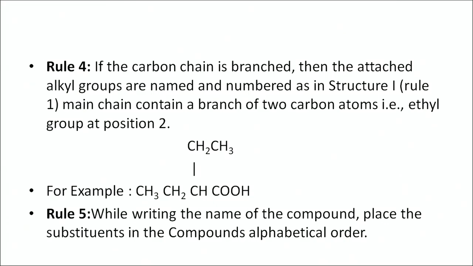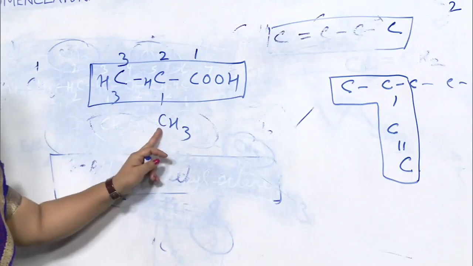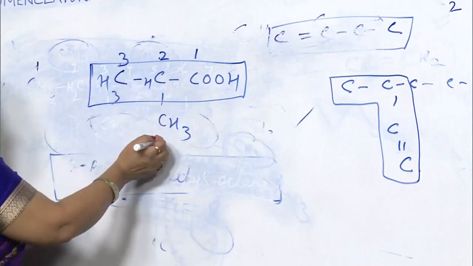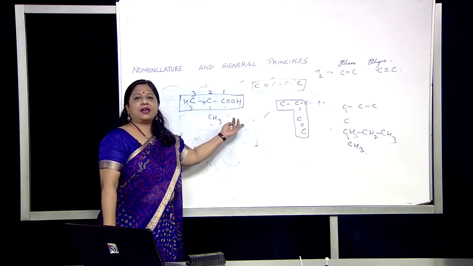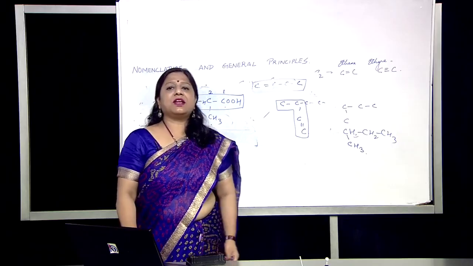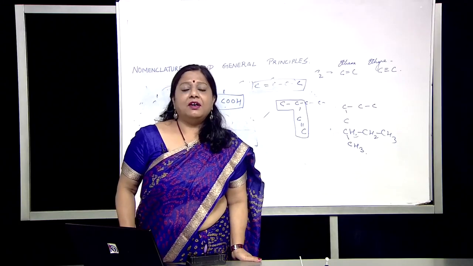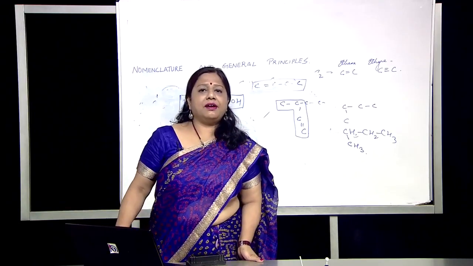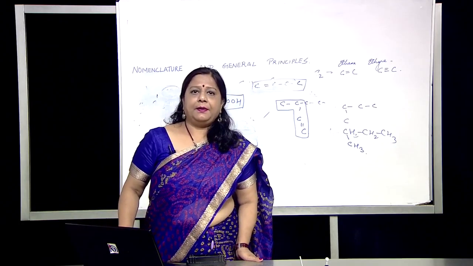For example, the main continuous carbon chain of 2 carbon atoms, like an ethyl group at position 2. Here also you have seen CH3CHCOOH. Here is another branch, same methyl. So, 1, 2, 3. The branch gets the second position, and the functional group here is carboxylic acid, so it will get position number 1. Rule 5 says while writing the name of the compound, place the substituents in alphabetical order. For example, if there are ethyl and methyl, then give position according to alphabetical order, ethyl, E, comes first, before M.